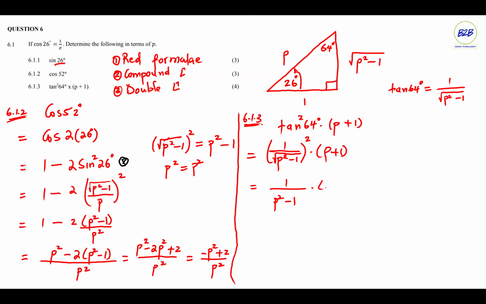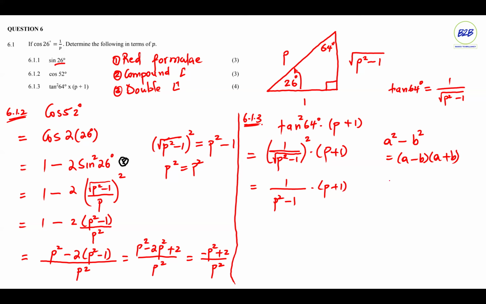All of that multiplied by p plus 1. Looking at the denominator, we have there p squared minus 1. So that is similar to a squared minus b squared. How would we factorize that? It's a difference of two squares. So it would be a minus b times a plus b. Again, folks, this is not trigonometry, it's algebra.